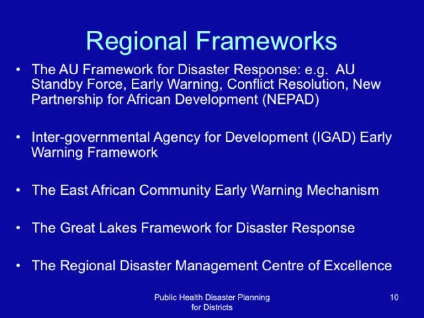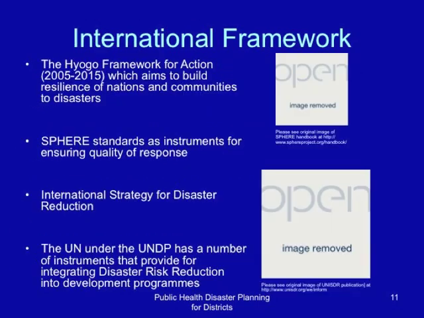There are also international frameworks for disaster risk reduction, the key being the HEMP Framework for Action, which aims to build resilience of communities and nations to disasters. The sphere standards are instruments for ensuring quality of response. The International Strategy for Disaster Reduction, and the UN under the UNDP has a number of instruments that provide for disaster risk reduction.